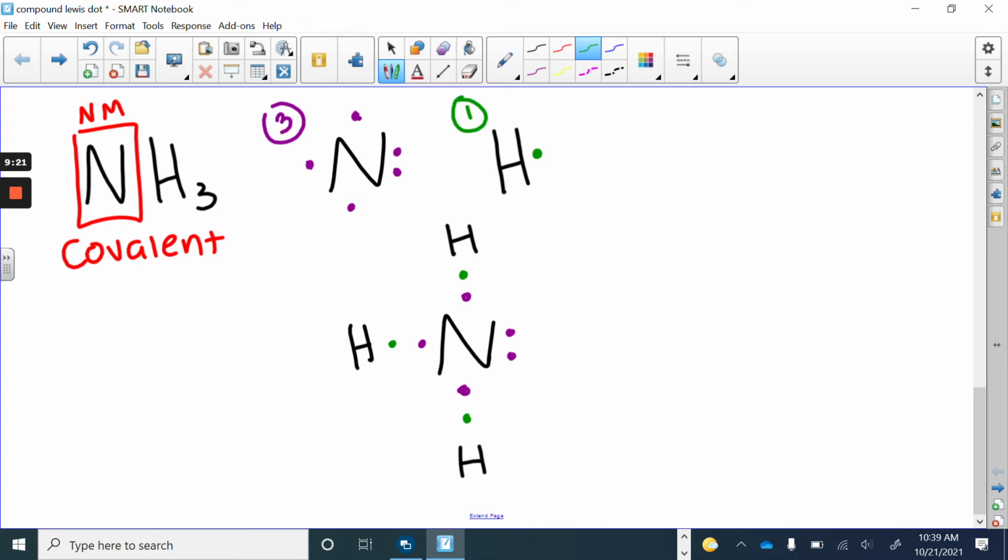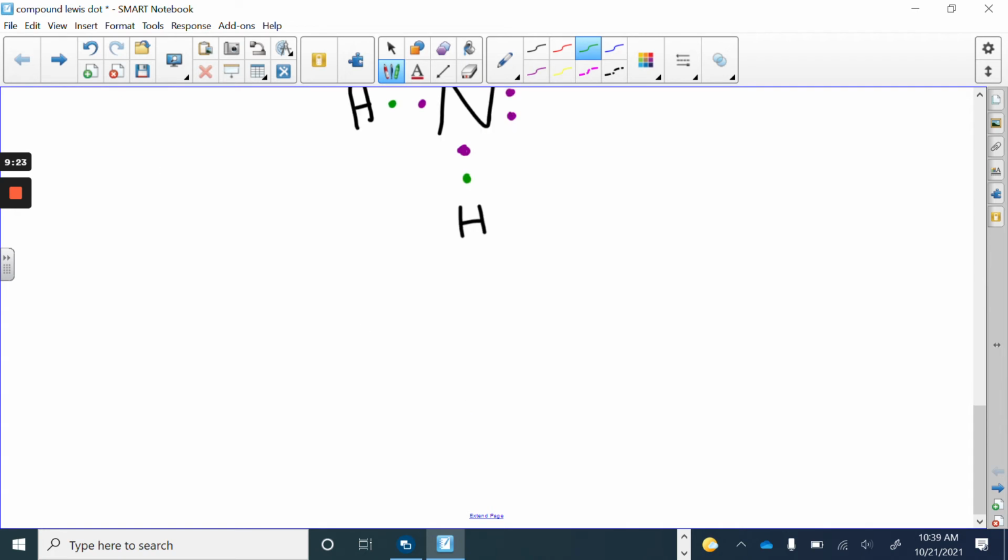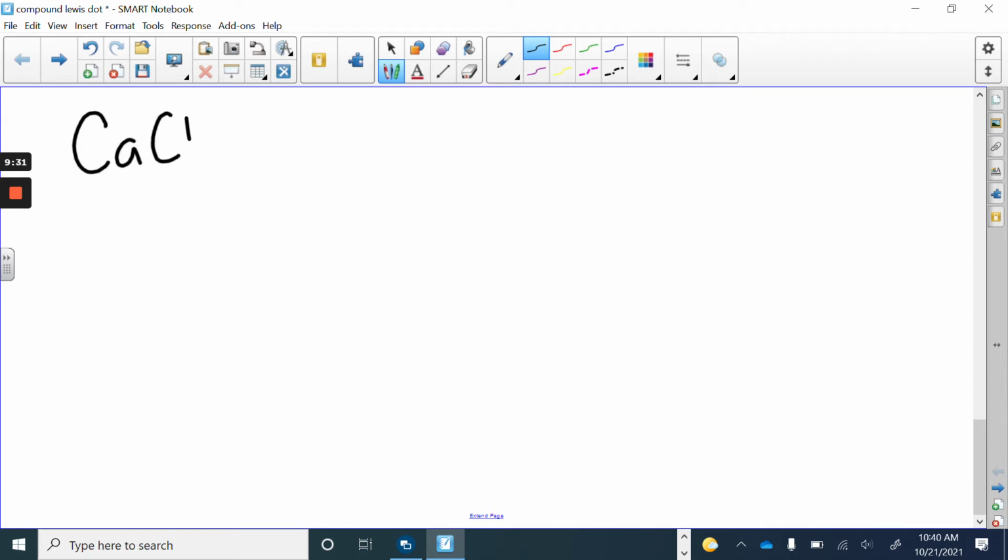Let's move on to number 4. Number 4 is going to be calcium chloride. Again, start with whether we are looking at an ionic or covalent, so box the first element and decide if it is a metal or a non-metal. Calcium is on the left-hand side of the periodic table, so we are looking at a metal, which means this is an ionic compound. In ionic, we are not sharing, we are transferring electrons.